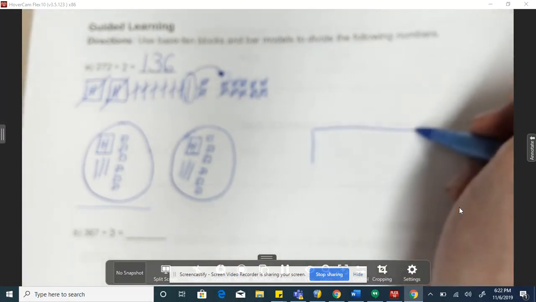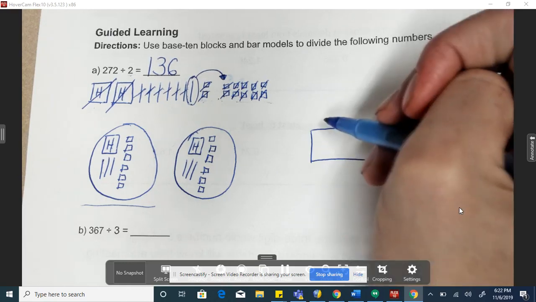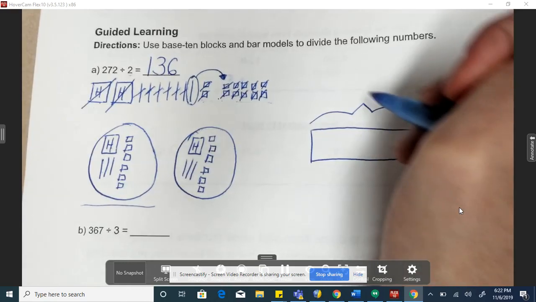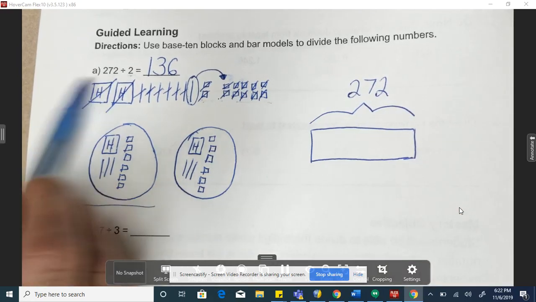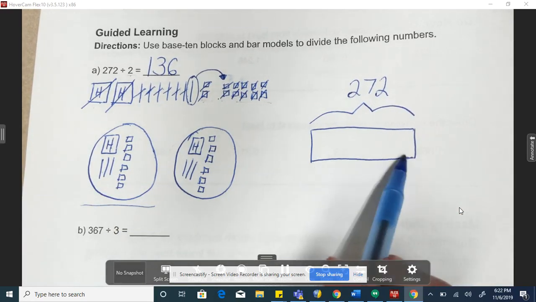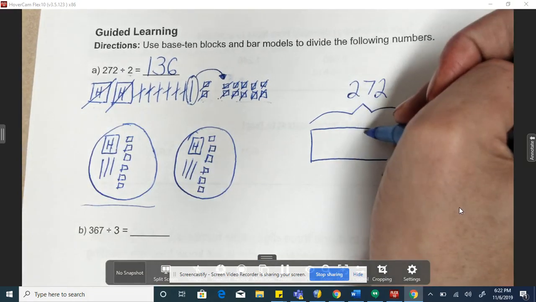I can use my bar model to help me check my answer. While it's refocusing, I'm going to just draw my rectangle off to the side. There we go. My entire bar represents 272 because that's our dividend, or the number we started with. I'm going to be breaking this into 2 parts, because our divisor is 2.